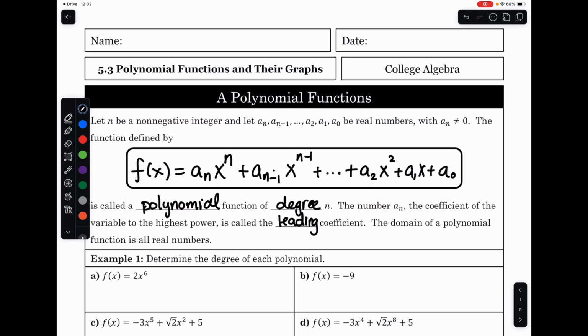Now the domain of these polynomial functions is all real numbers, because as you see in the graph, you're going to end up with a graph that extends from negative to positive infinity, curving up and down in that domain. Now, how do we determine the degree of the polynomial?